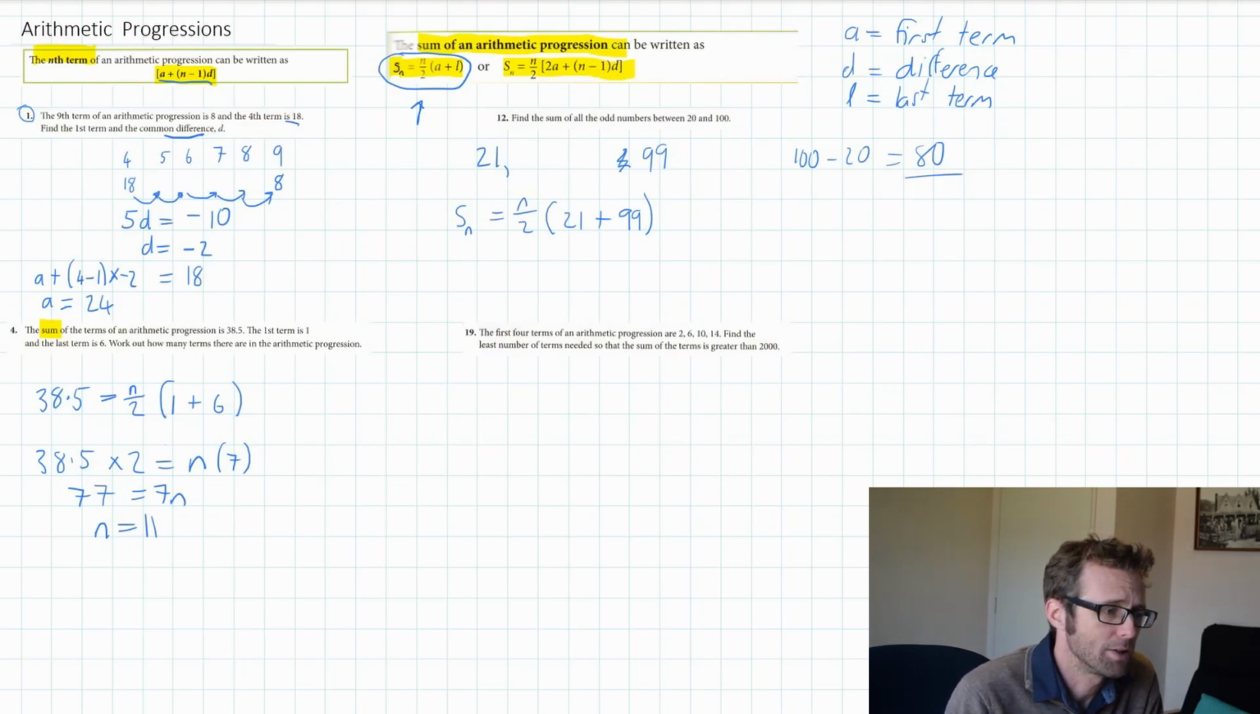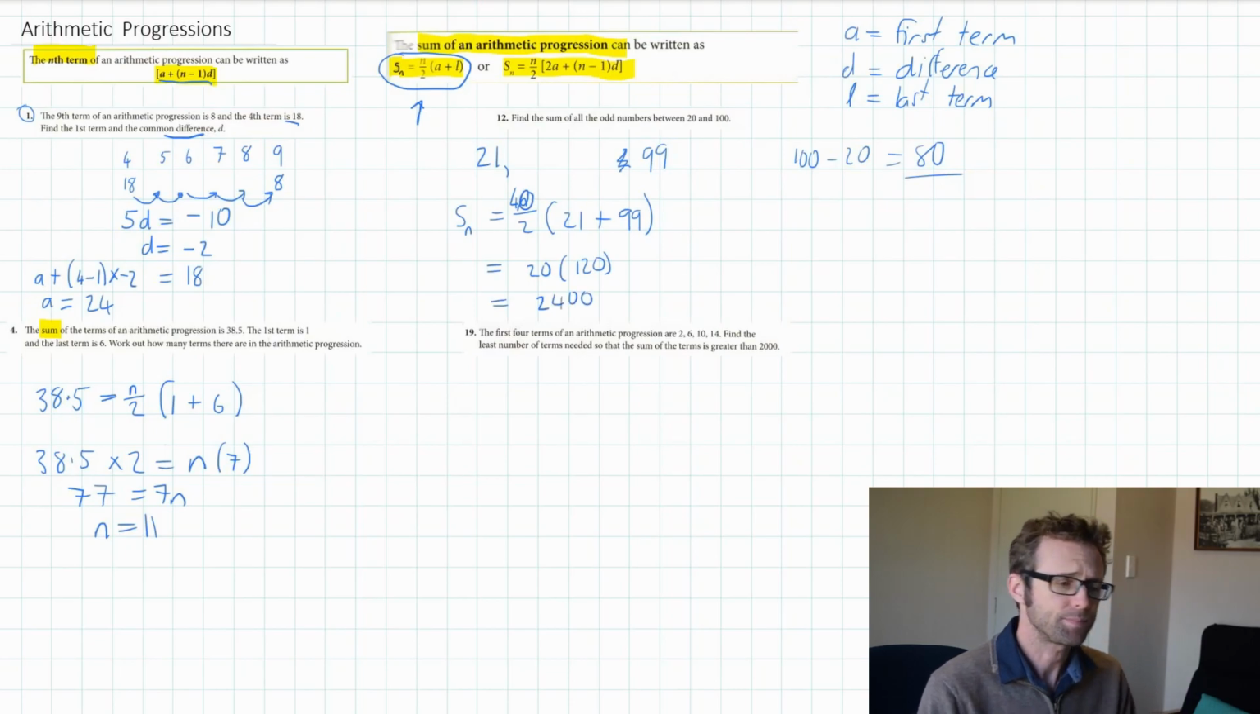So I'll pop that into here now, 40. And so my next line is going to be 40 over 2, which is 20. And then 21 plus 99, well, that's going to be 120. And when I multiply that out, I'm going to get 2,400. Okay.